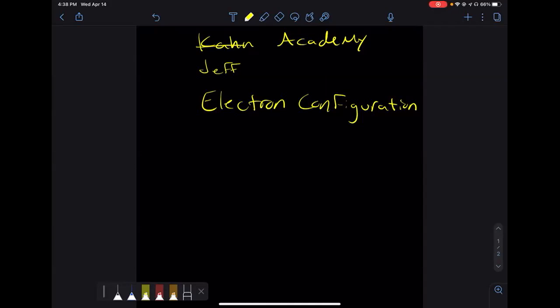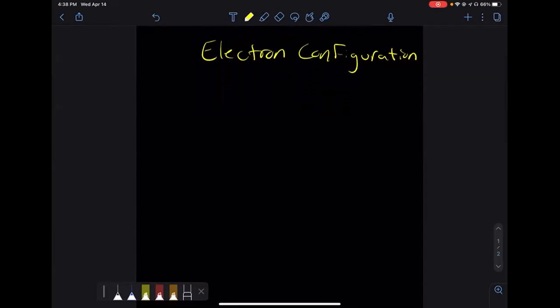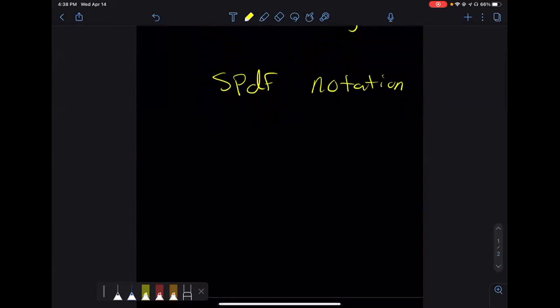To do that, we're going to talk about what's first called SPDF notation. For SPDF notation, we're going to use hydrogen as an example. Hydrogen resides in the s orbital, on the first shell, so it would be 1s, and then you write how many electrons are in there. For hydrogen, there's 1.